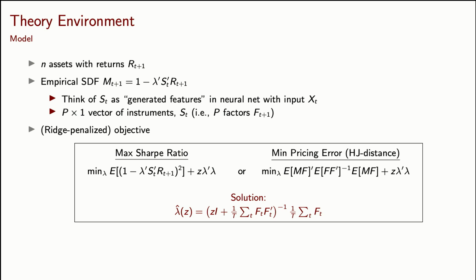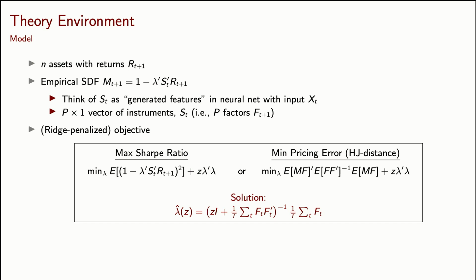All right. So in terms of the environment, this is the environment that we have in mind. Fairly standard. We have n assets, right? Those are risky excess returns. The empirical SDF that we're going to be looking at is formulated like this. All right. Now I'm going to be thinking about these S's as generated features. I don't want to be thinking about expanding the size of my model by adding a bunch of new variables that are not important variables because I've already exhausted the important ones.